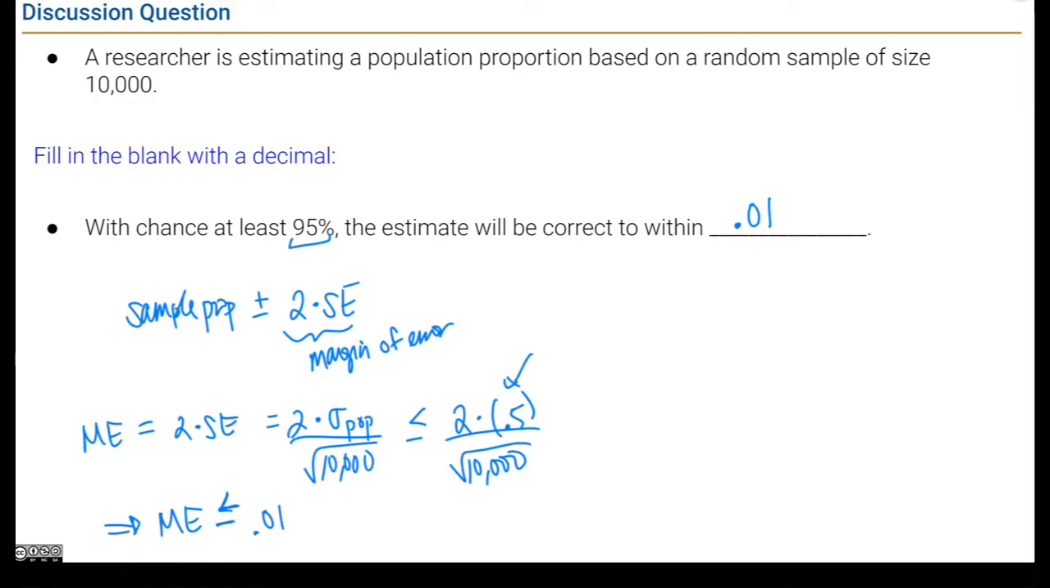So these are some examples of how we can use the theory that we've developed so far and our understanding of confidence intervals to help us design experiments before we've even gone out to collect a sample.